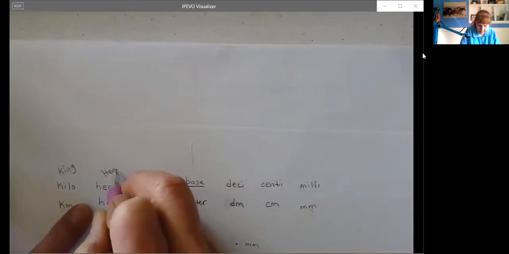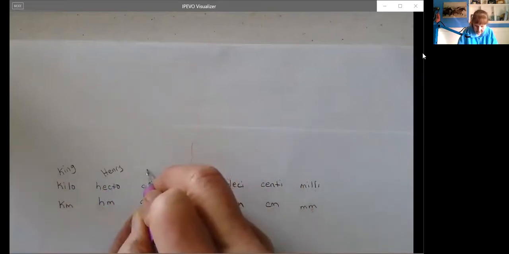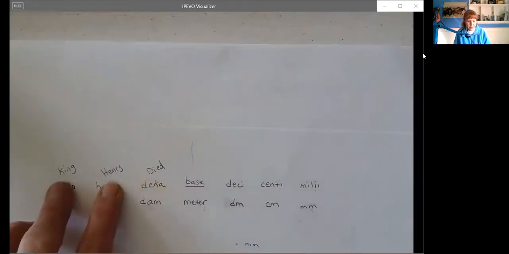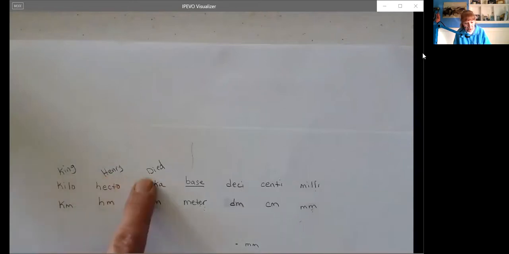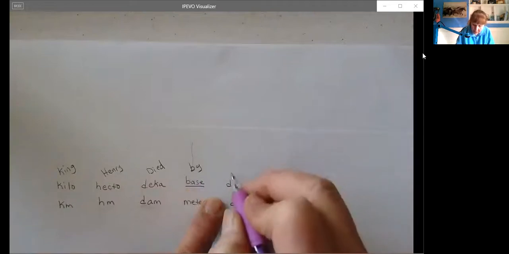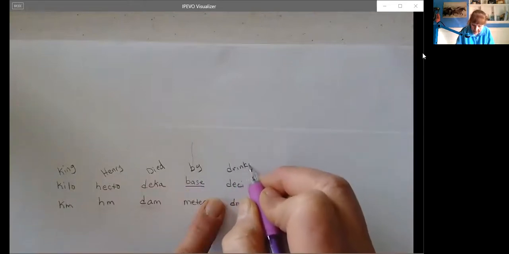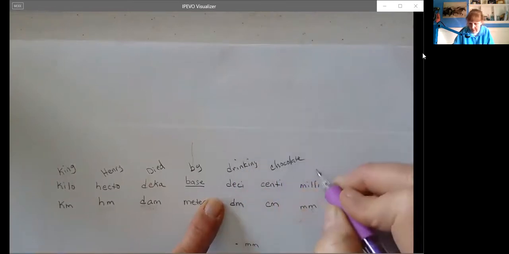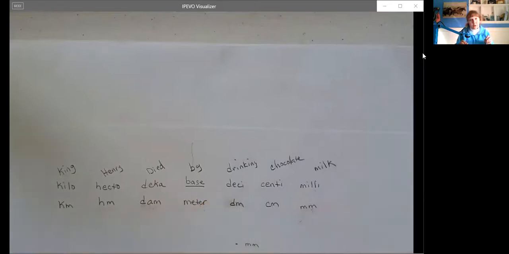King Henry died. Now I put these with capital letters. For one thing, those are proper nouns, but also because these are larger. So King Henry died by, that's your base, drinking chocolate milk. So that's a way to remember the order, because it's the order that we need in order to know how we're going to move the decimal to the right or to the left. All right, so King Henry died by drinking chocolate milk.